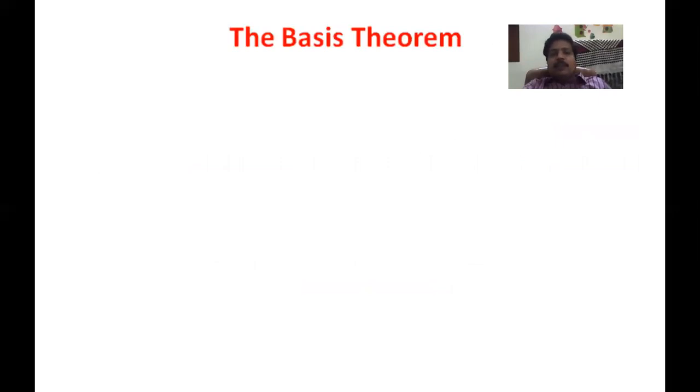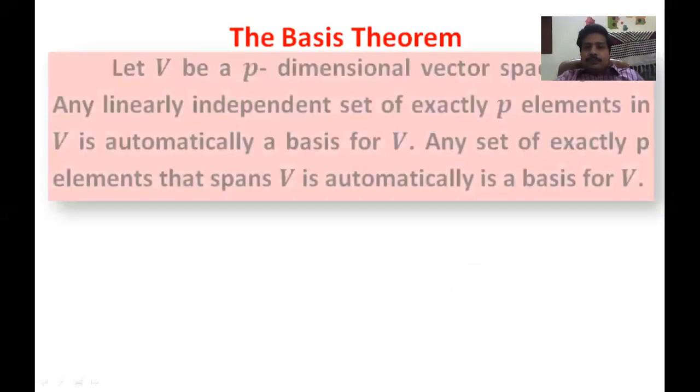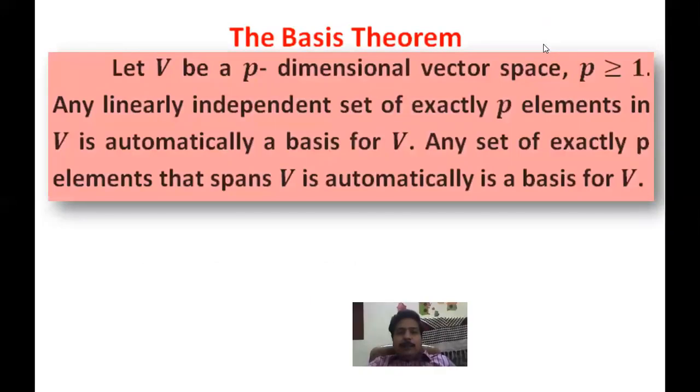So that is the statement, and this is another theorem, the basis theorem. It says: let V be a p-dimensional vector space and p greater than or equal to 1. That means V is not a null space. Any linearly independent set of exactly p elements in V is automatically a basis for V. Any set of exactly p elements that spans V is automatically a basis for V.